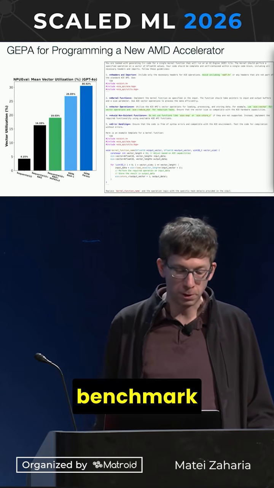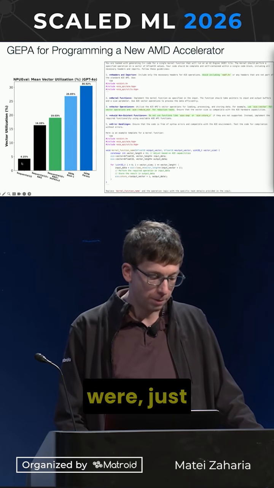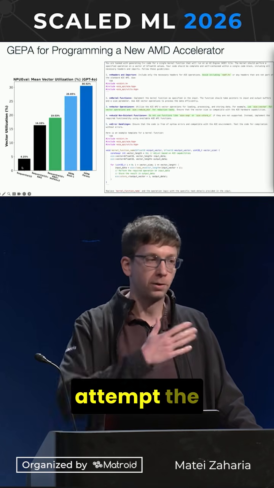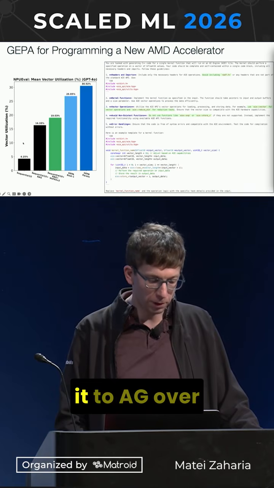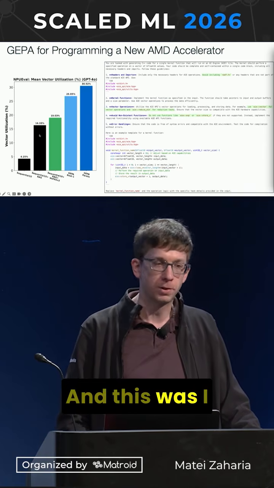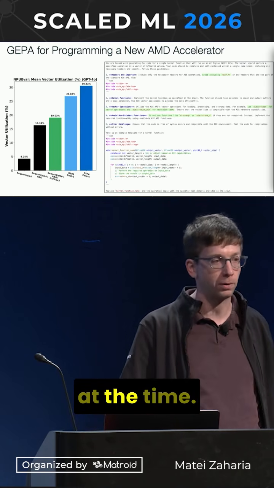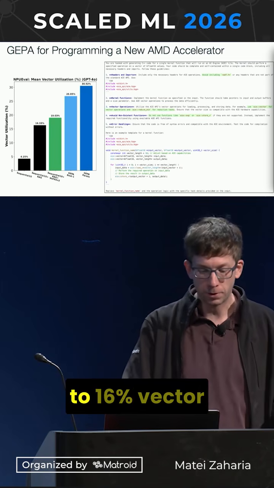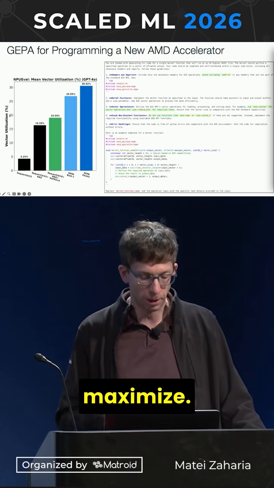And they gave us this benchmark of kernels. So the black bars here were just running a model that can attempt the task with up to 10 tool calls. And then this is giving it a RAG over the manual. And this was, I think, like GPT-4 or 5 or something. It was a pretty good model at the time. And so it got up to 16% vector utilization. That's the performance metric we want to maximize.